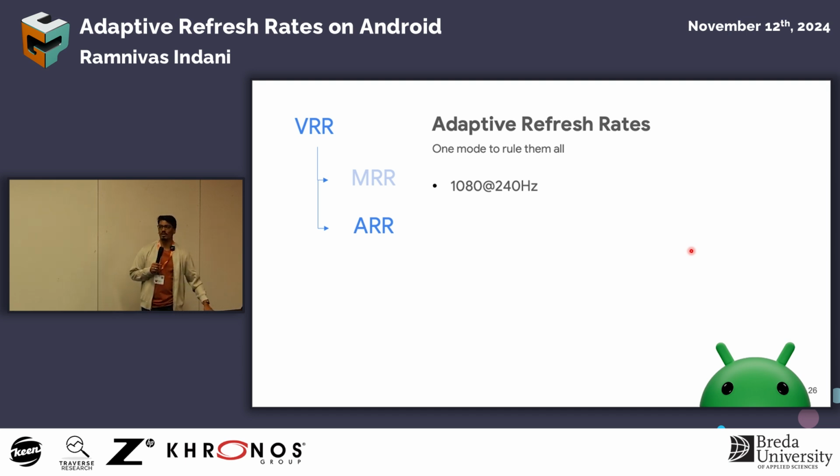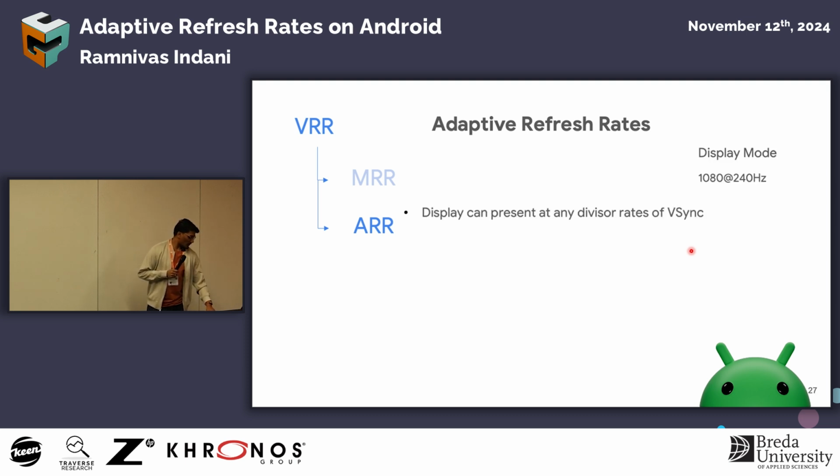So how does it do all other refresh rates? We'll see that. The display can present at any of the divisor rates of this 240 hertz vsync. That means you can present at 80, you can present at 60, 48, 40, any of these divisors. So you can select any of these refresh rates on this display and it will be able to present without switching any modes.